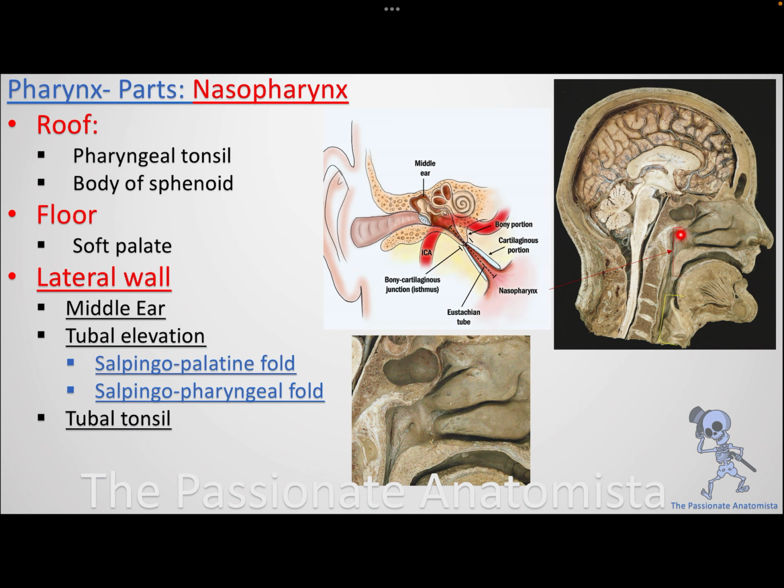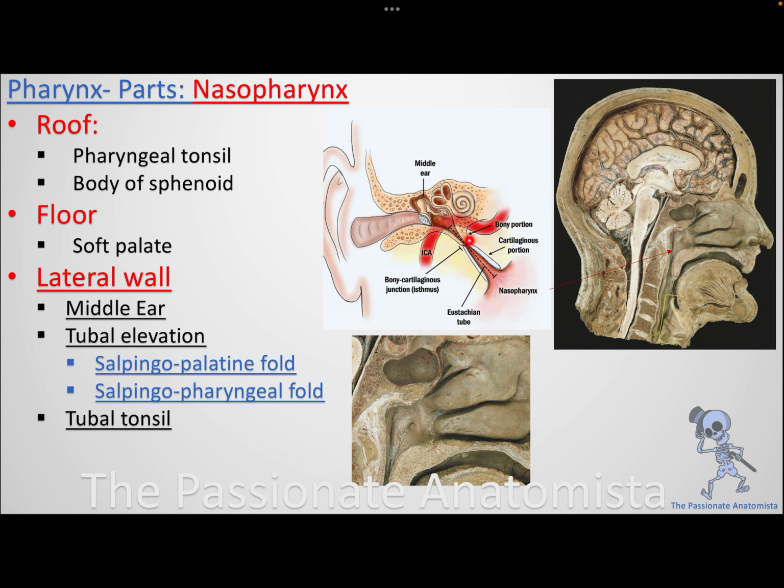Now what about the lateral wall? If you think about it, think about your ear, because there is a communication between your middle ear cavity and the nasopharynx, and thanks to this communication it helps to equalize pressure. Remember that if you go up mountains or in airplanes, there will be a change in the pressure on the two sides, the atmospheric pressure and the pressure inside your body.